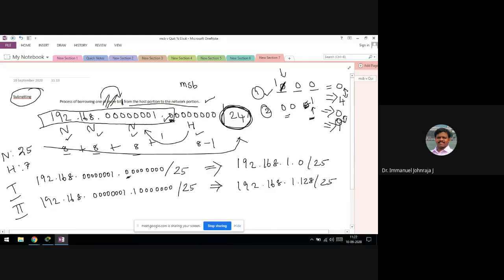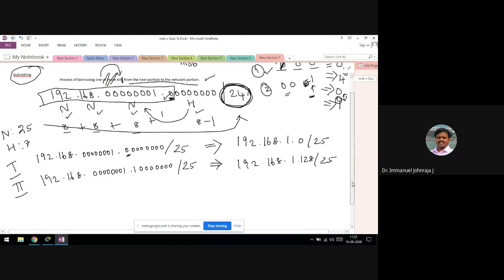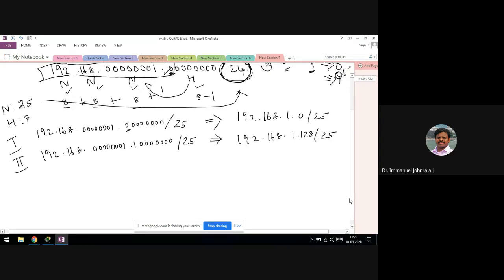Hope you will not ask me the question, sir, how did you get 128? This is a very simple binary to decimal conversion. All right, this is in binary: 1 followed by seven 0s is equal to 128 in decimal. Right. So what have I achieved so far? I have achieved something. What is that?